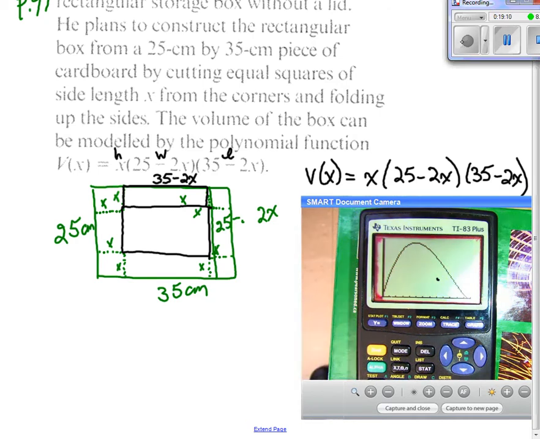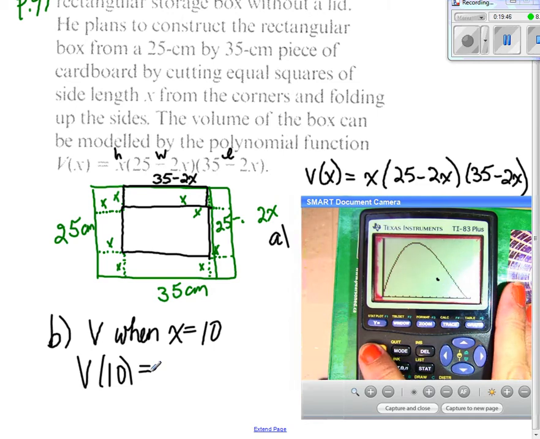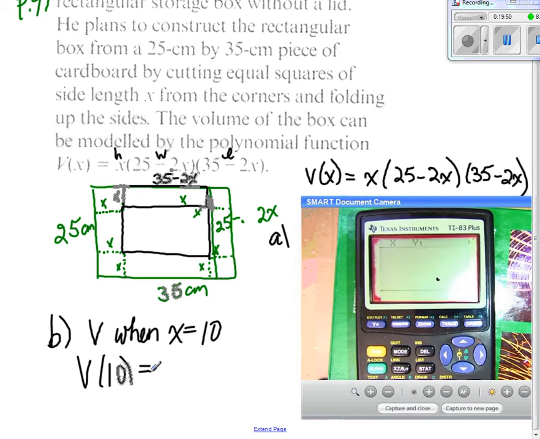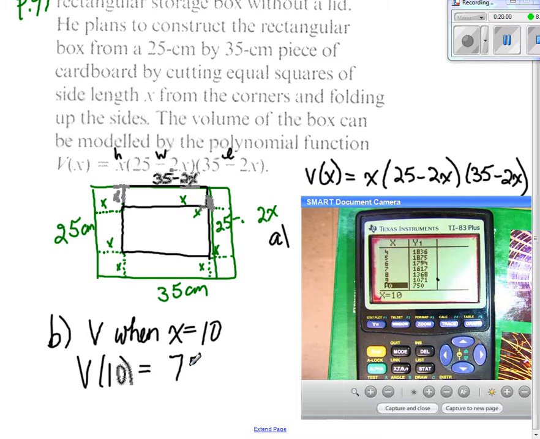The second question that the textbook asks, so that was A, was to graph it. B is to find the volume when the length that you cut out of each corner is 10 centimeters. So they want to know what is the volume when the part that you cut out is 10 by 10. So I want function notation V of 10, but we can use a graphing calculator for this. We can use the calc or the table. I like the table because I can see it all at once. So second function, the graph button has table above it, and I'm going to scroll down to when x is 10. So when x is 10, our volume is 750.